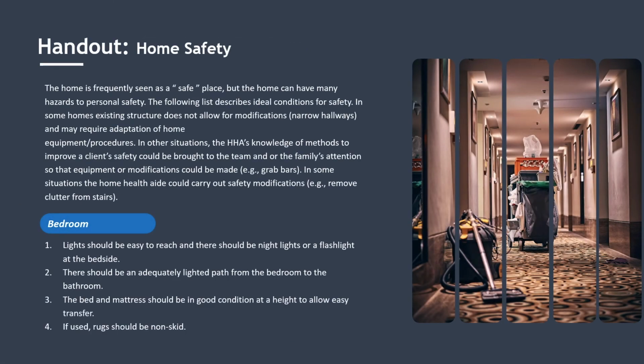Handout: home safety. The home is frequently seen as a safe place, but the home can have many hazards to personal safety. The following list describes ideal conditions for safety. In some homes, existing structure does not allow for modifications, such as narrow hallways, and may require the adaptation of home equipment or procedures.